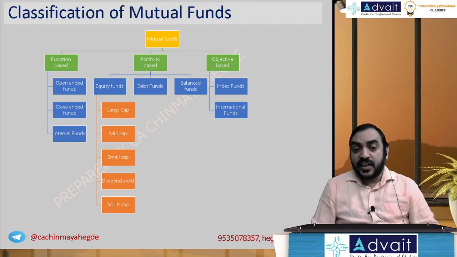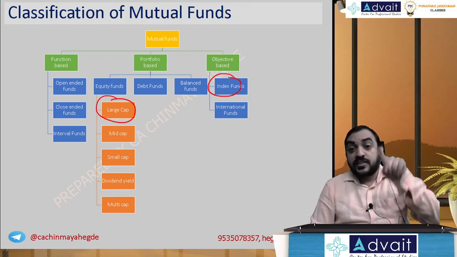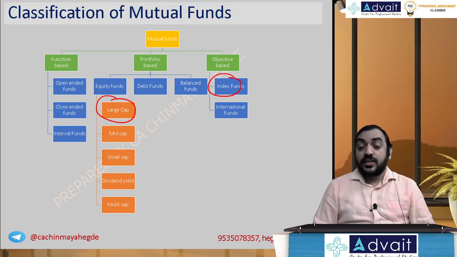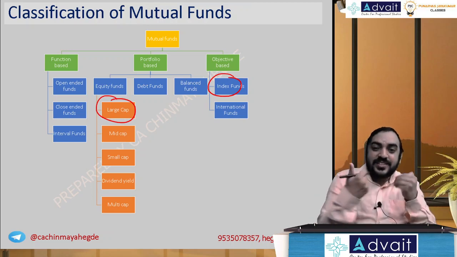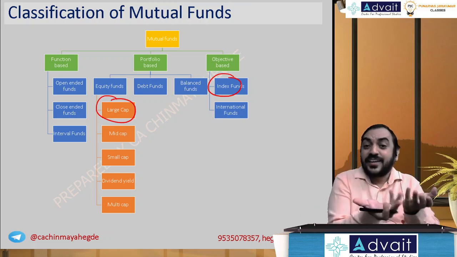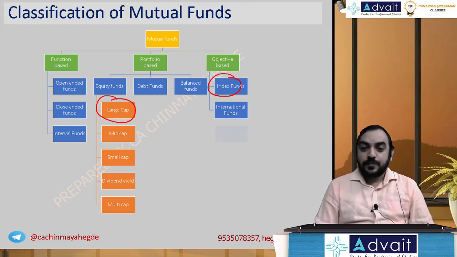What is the advantage of a large cap versus index funds? Large cap funds are managed by a fund manager. They will have a high expense ratio. Whereas index funds are not really managed by a fund manager. Fund managers don't have any job. He has to just replicate the Nifty portfolio. So expense ratio will be very less.